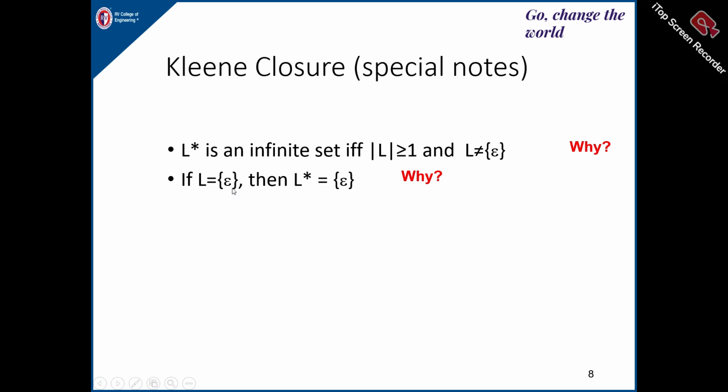If my L is the empty string, then L star is just epsilon, because if I concatenate the empty string any number of times, I get only the empty string. That's why L star will be only epsilon.